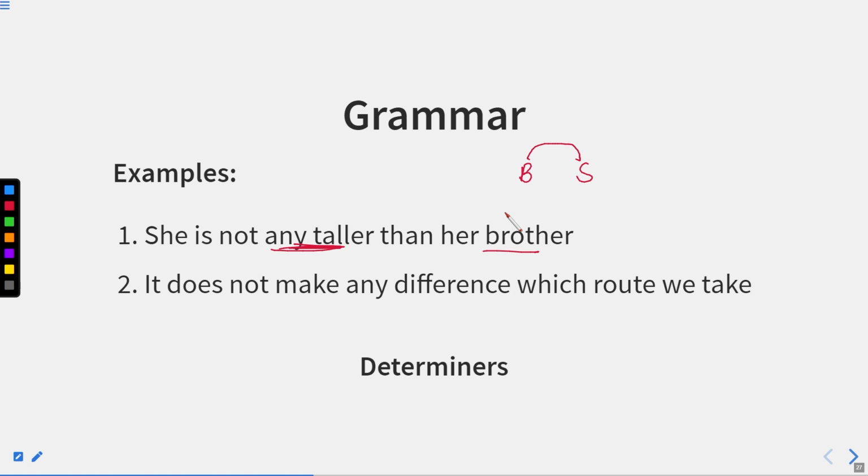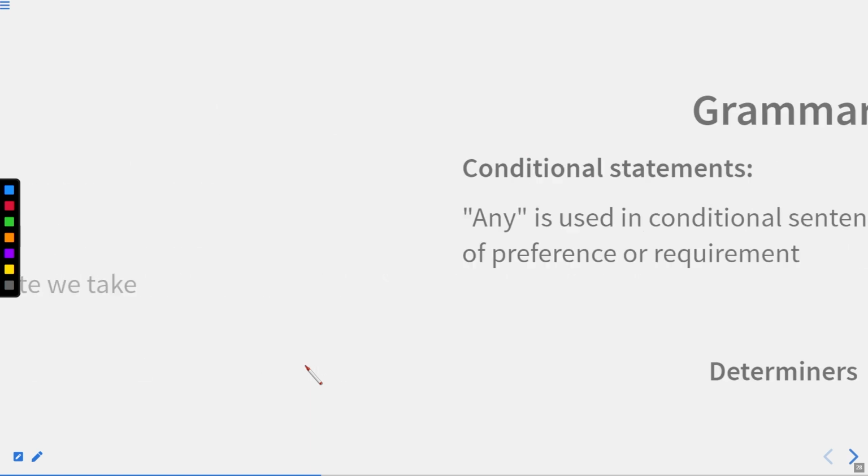It does not make any difference which route we take. It means whichever route we take is equal. There is no difference at all. So here any plays like no, that there is no difference. It does not make any difference. It means there is no difference at all. Now let us move to the next point.